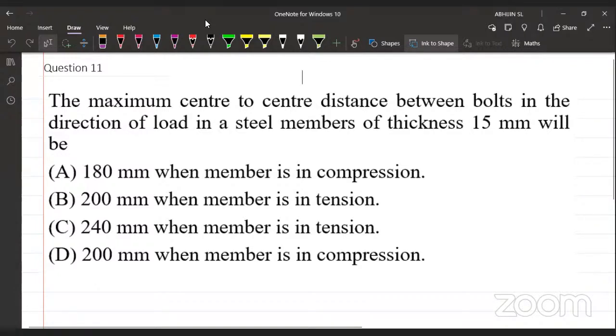Read the question carefully. First of all, I used to say, read the question carefully and try to understand what is given in the question. Half of the job will be done. Understand what is given and try to understand what he is asking us to find.